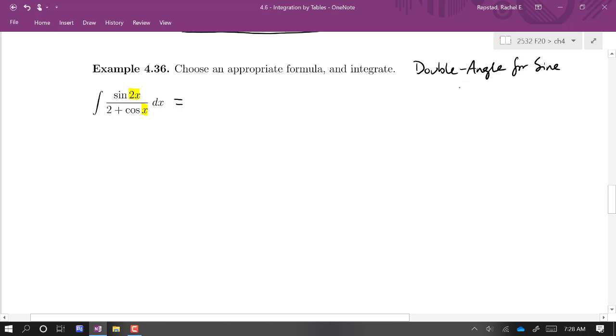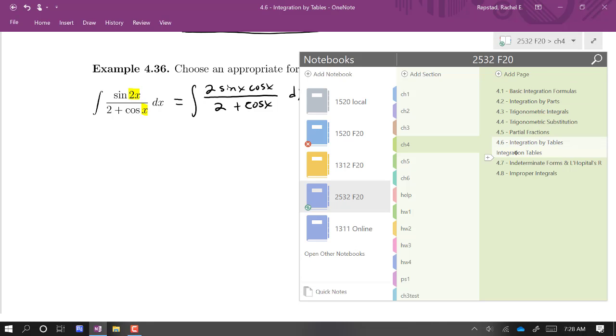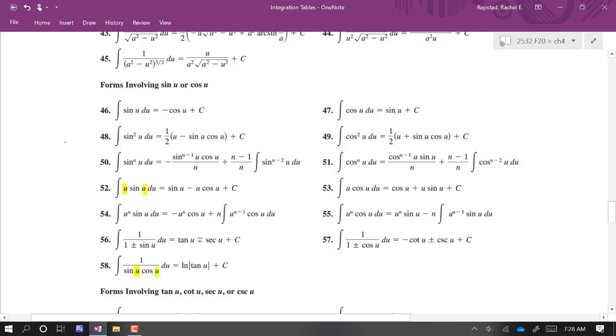And that looks like sine 2x equals 2 sine x cosine x. So now that we've done that, if we go back to the table, spoiler alert, I think you're still not going to find it. There's not a fraction where I have a sine times cosine up top and a constant plus cosine in the bottom form here.